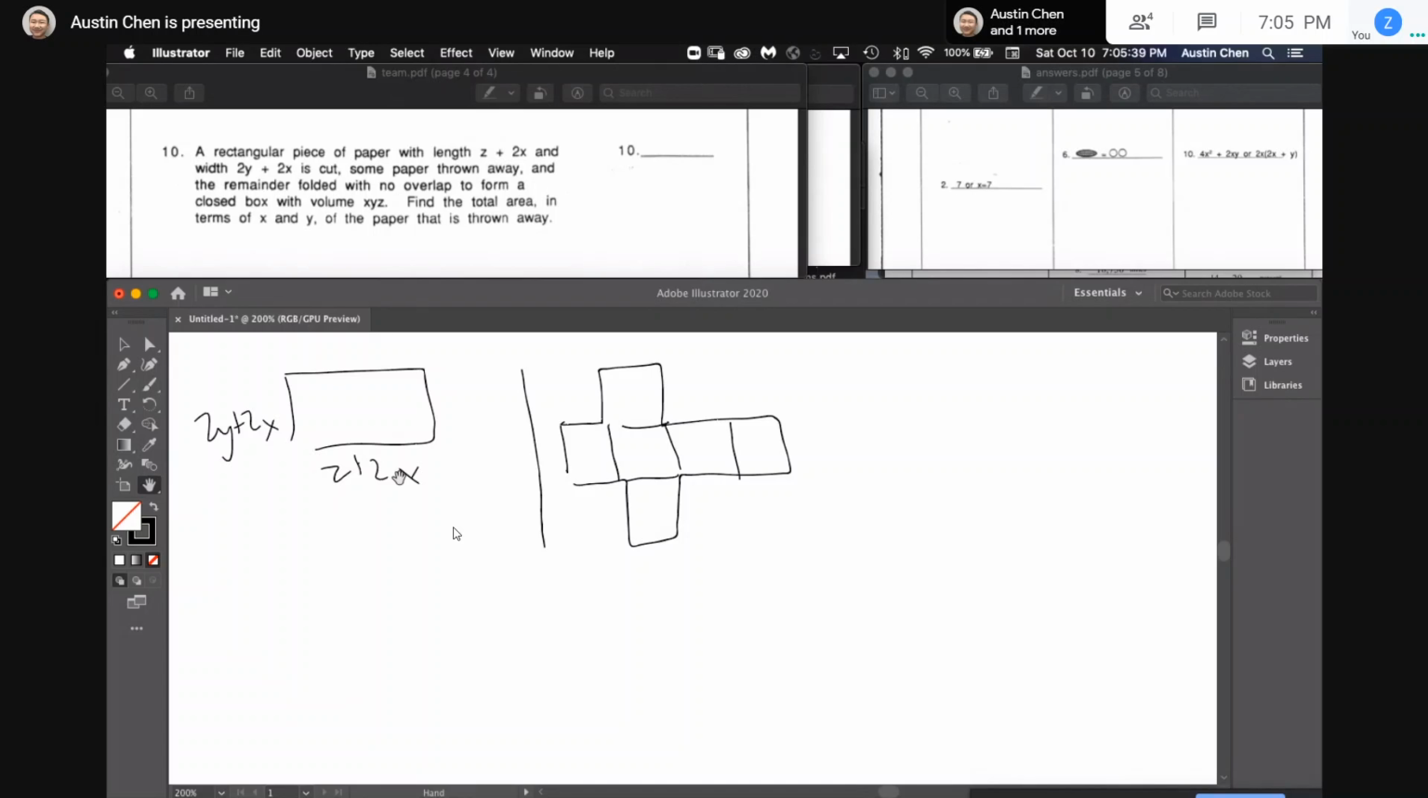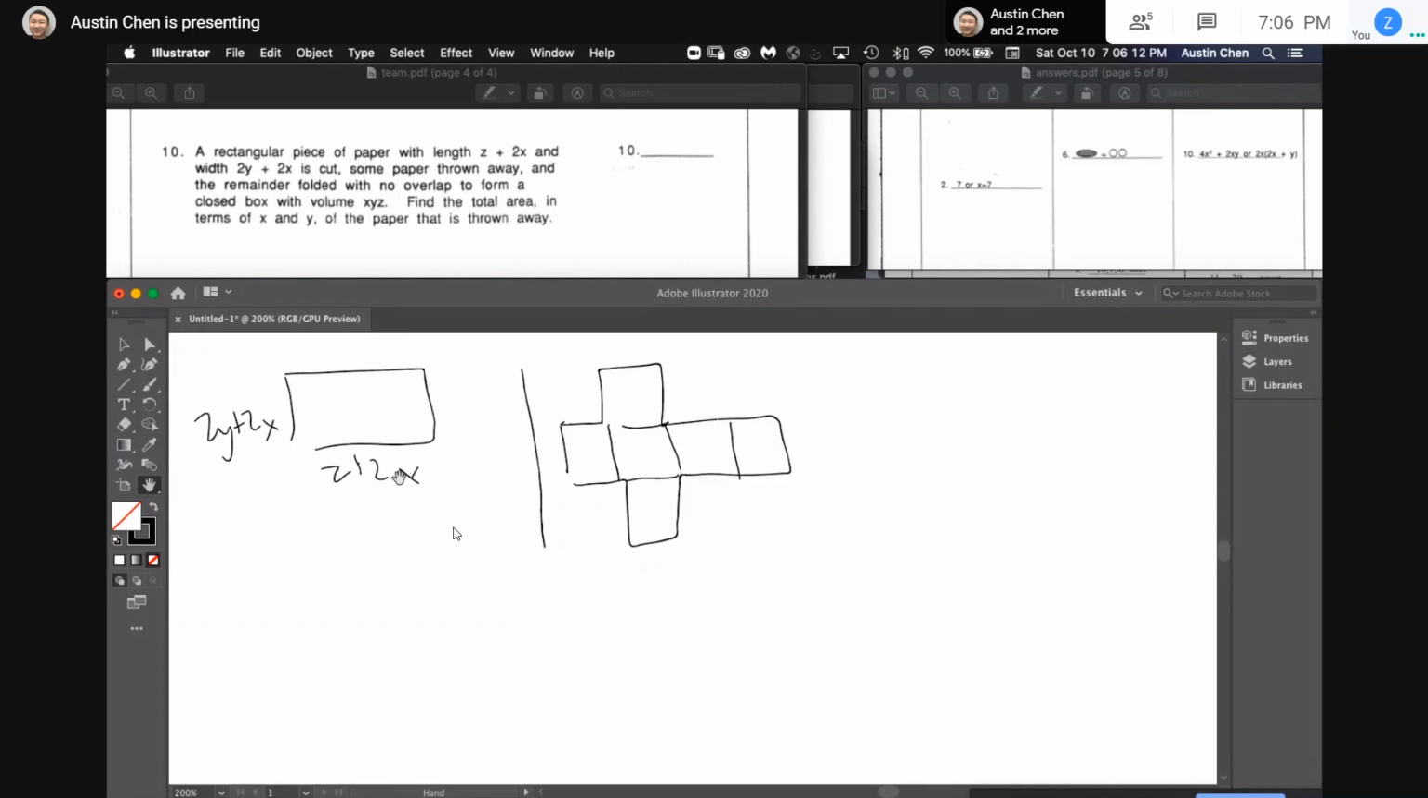So what I think we should do is, okay, we're looking for the total area of paper that is thrown away. The paper that we have left over is the surface area of a closed box with volume XYZ, right? So if it's a closed box and we find the surface area, you can just subtract that from the overall and then find how much we cut away.